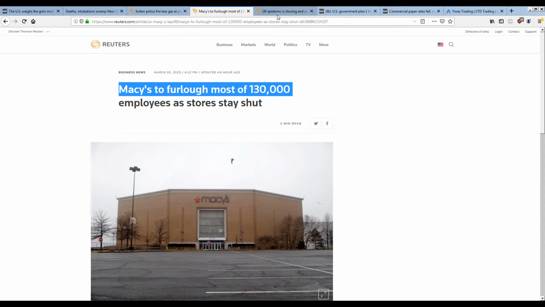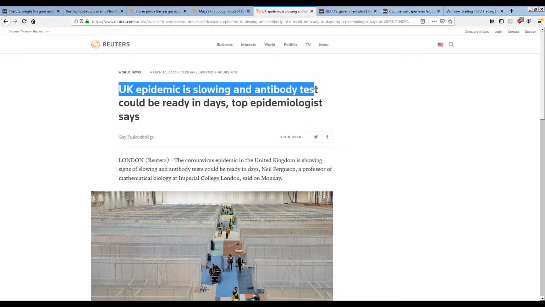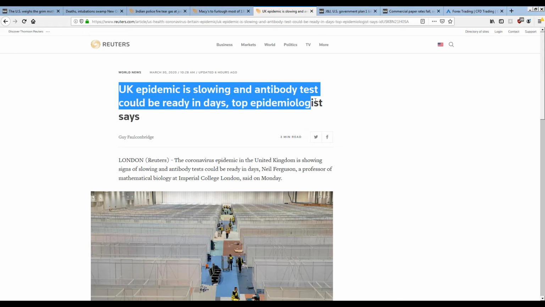Okay, so here, UK epidemic is slowing. Now we'll get into some positive news. Okay, and this is why the markets are up and down, right? Some positive news. UK epidemic is slowing. Antibody test could be ready in days. What's the significance of that?